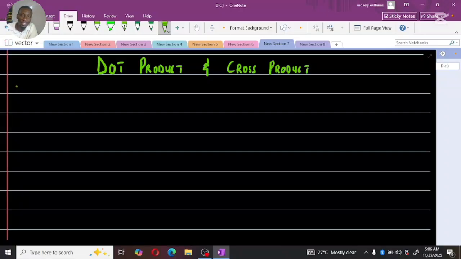Now, today we are going to be looking at two important aspects in vector analysis. The first one is dot product, the second one is the cross product.